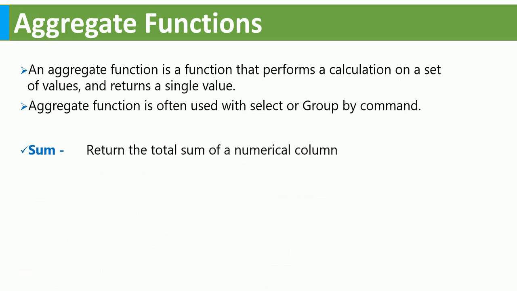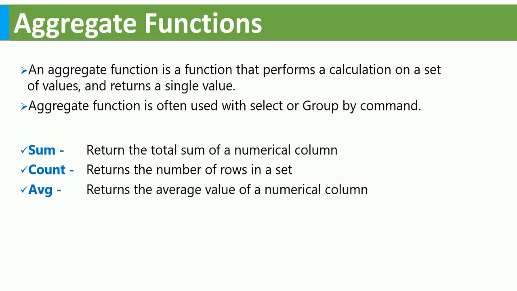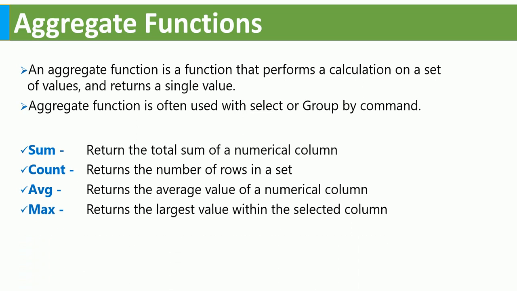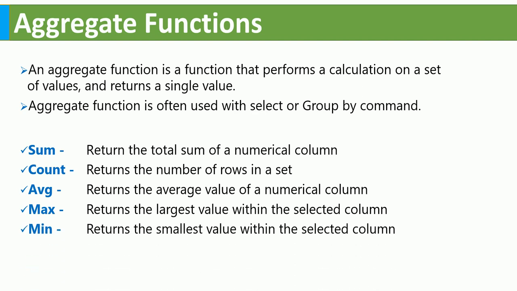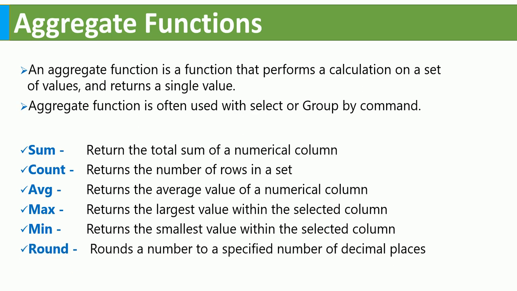Now, here is the aggregate function list. Sum returns the total sum of a numerical column. Count returns the number of rows in the table or the set. Average returns the average value of a numerical column. Max returns the largest value within the selected column. Minimum returns the smallest value within the selected column, and round rounds a number to a specific number of decimal places. So let me move to my SQL Server, and then we can see all the practical examples of how we can use sum, count, average, max, minimum, and the round command.